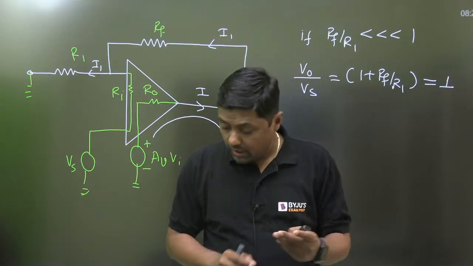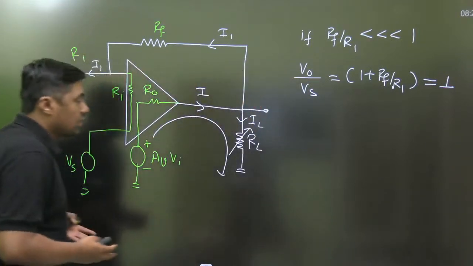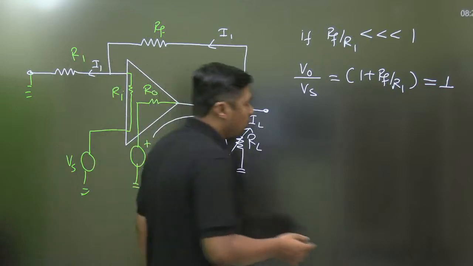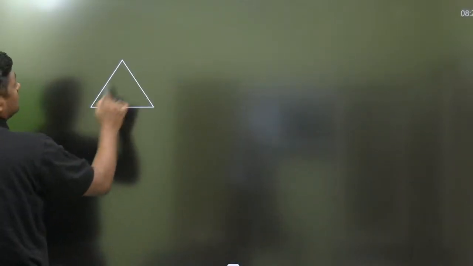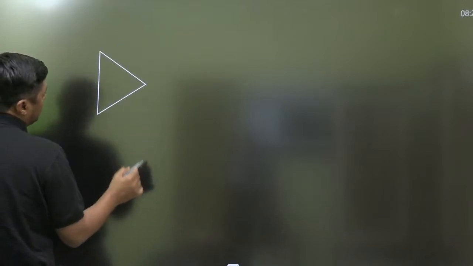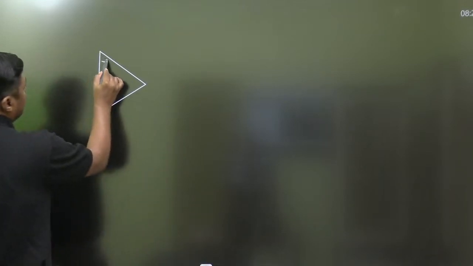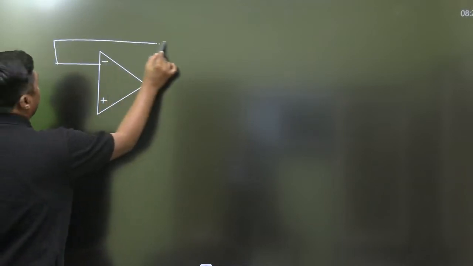Voltage follower. A number of students will ask, sir, what is the use of the voltage follower when the gain is 1? Right? Because when the gain is 1, it will not amplify the signal. So, normally we are giving this type of diagram.